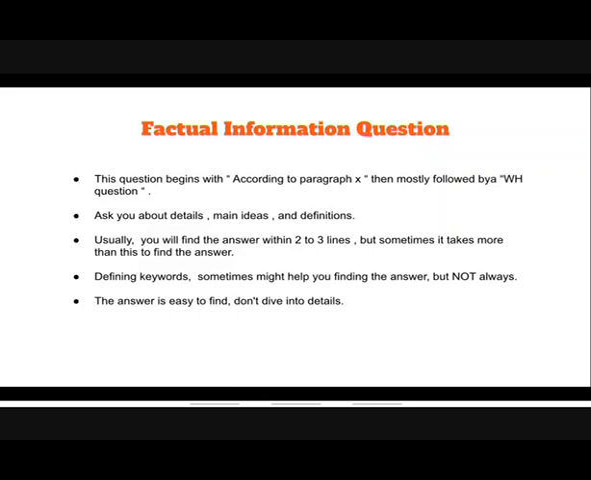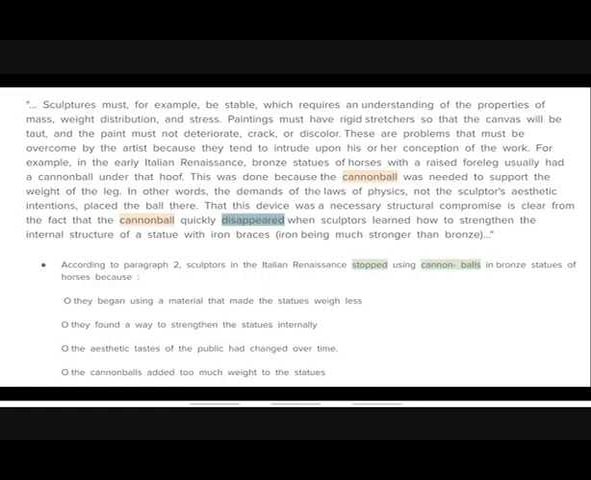Now, let's see an example of this type of question. Now, let's read the question. According to paragraph 2, sculptors in the Italian Renaissance stopped using cannonballs and bronze statues of horses because... Let's see what words we can define or highlight as keywords to help us find the answer.